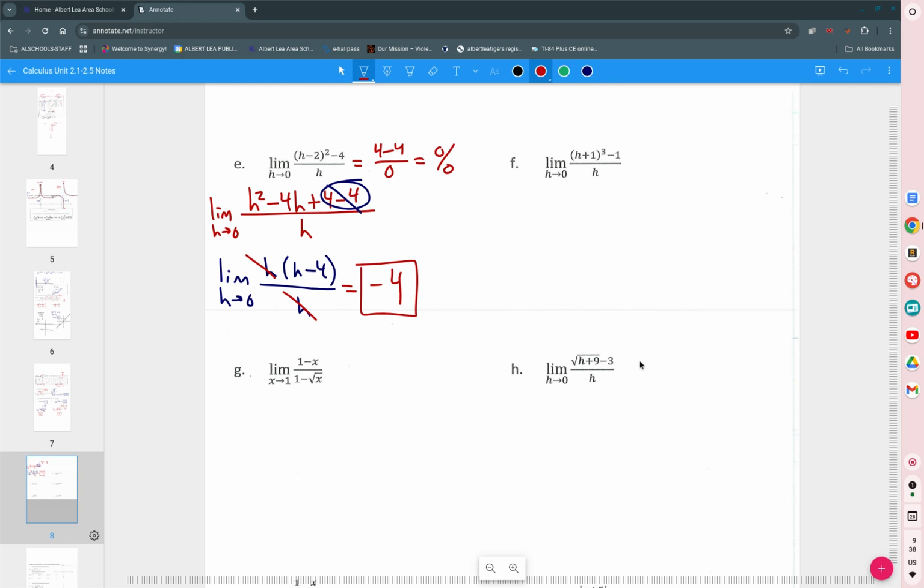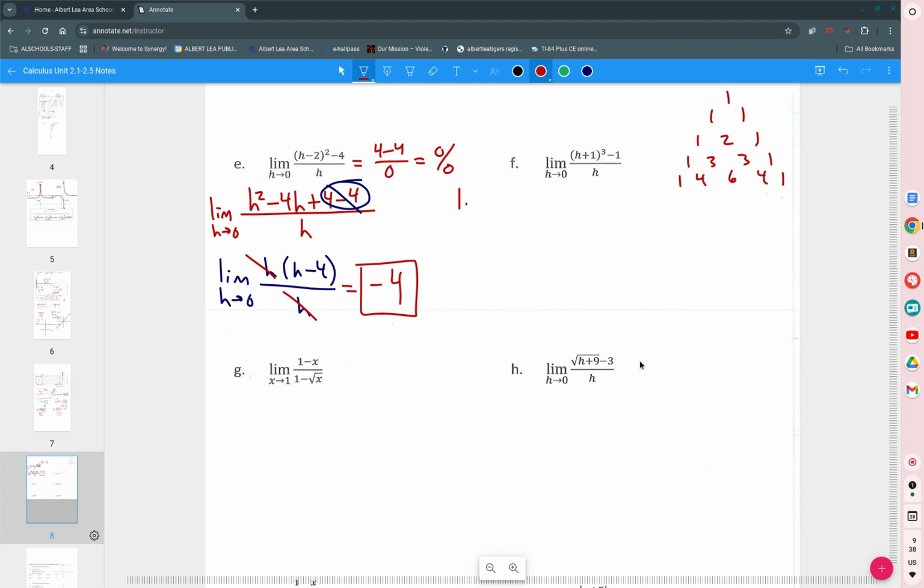I got a cube one. Cubing is more difficult, isn't it? But Haley remembers Pascal's triangle, doesn't she? 1, 1, 1, 1, 2, 1, 1, 3, 3, 1. Somebody give me the next line. 1, 4, 6. Yeah, so we can cube this out pretty quickly.